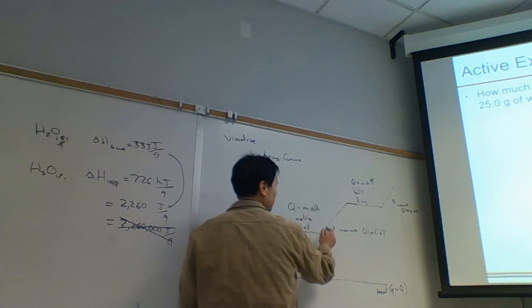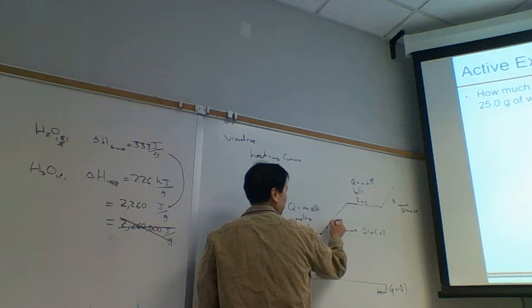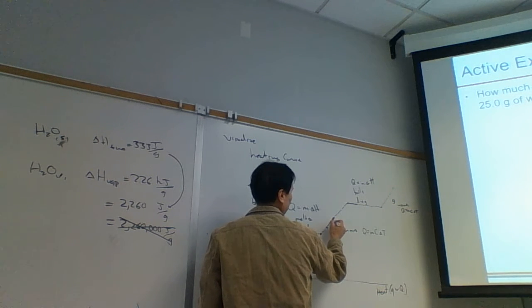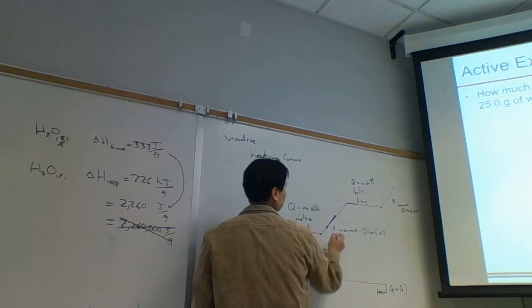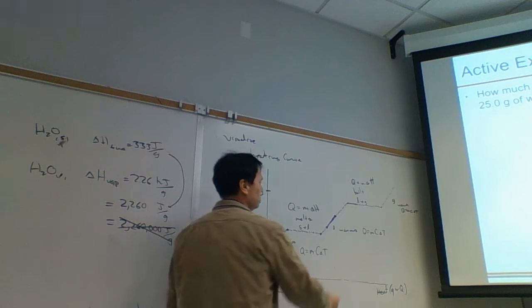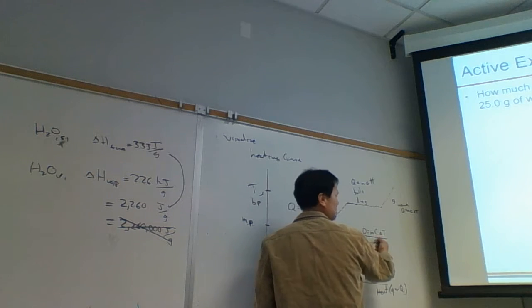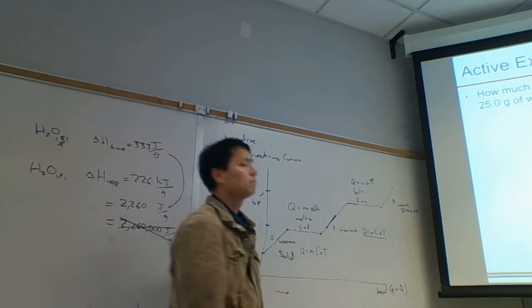And so we're just going to warm up the liquid. We're going to go from a liquid at 10 degrees C to a liquid at 50 degrees C. So the equation that we use is Q is equal to m c delta T.